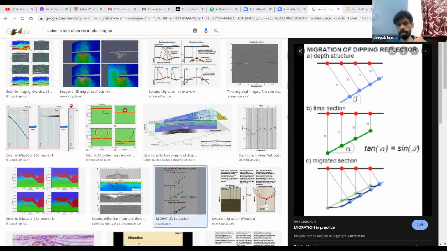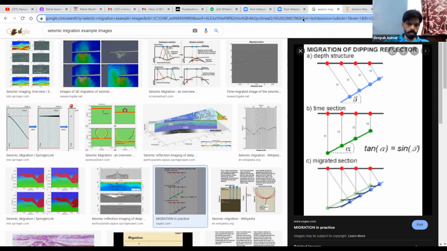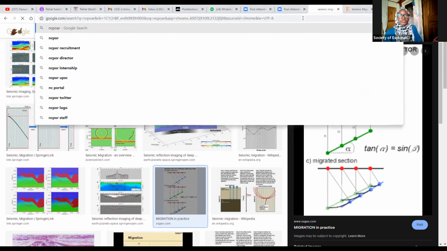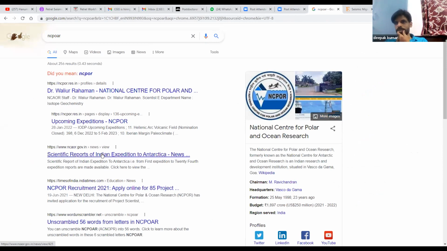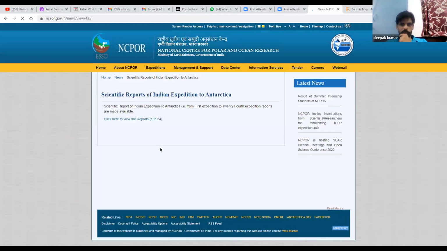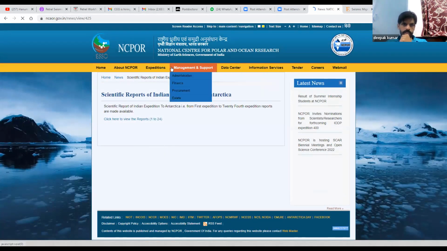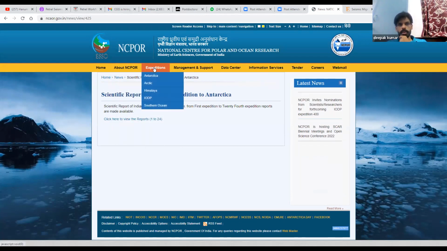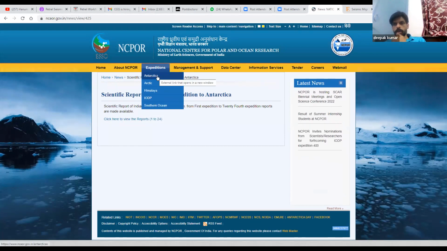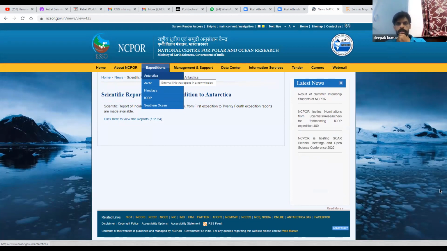This is the organization name, I'll show you also on the website, and it is located in Goa. Goa is the holiday destination for all the people from the globe. From here you can see expeditions. You can go to NCPOR's website and under expeditions you can check which expeditions are going to happen in the coming days.